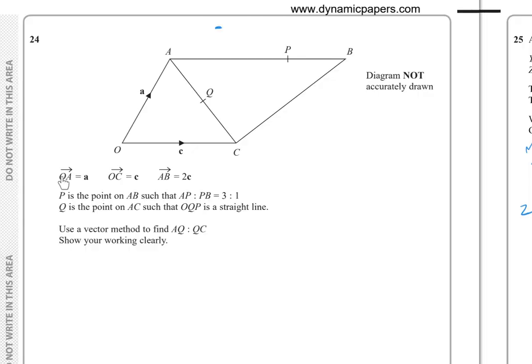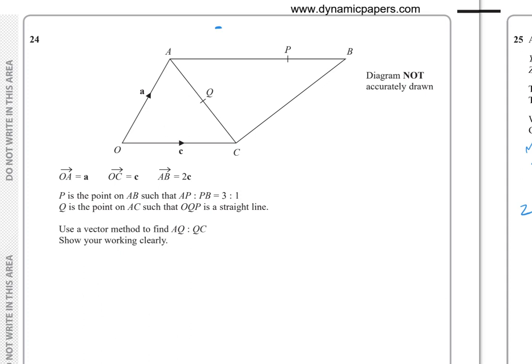24. OA is a, OC equals c, AB equals 2c, B is the point on AB such that AB to BB is 3 to 1. Q is the point on AC such that OQB is a straight line. OQB is a straight line. Use a vector method to find AQ to QC. AQ to QC.